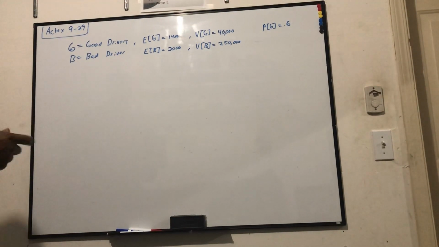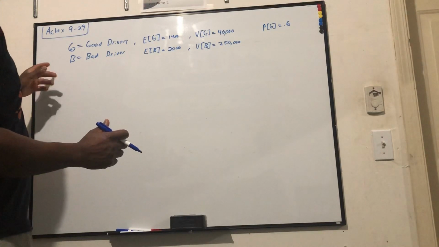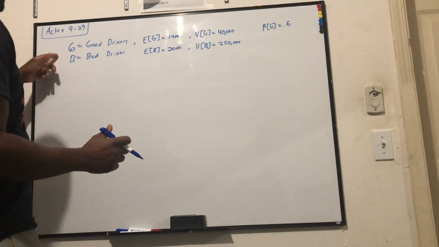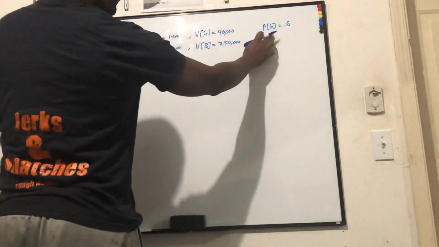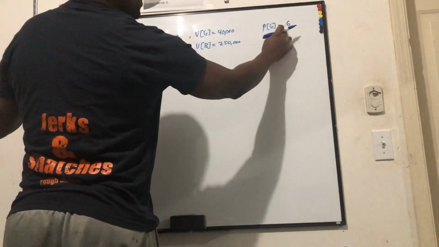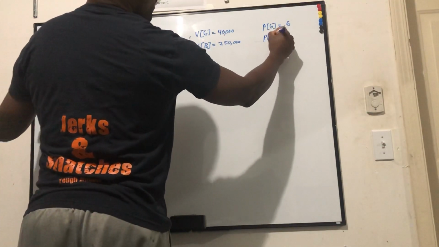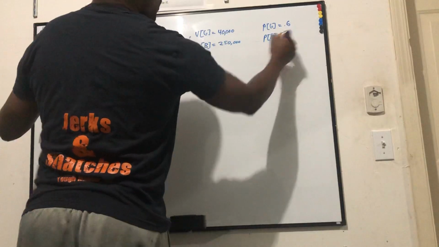So, the cool thing is that we know that the policyholders are basically divided between these two. They've already told us that the proportion of G is 0.6. So then we know that the other part, by the complement, is 0.4.